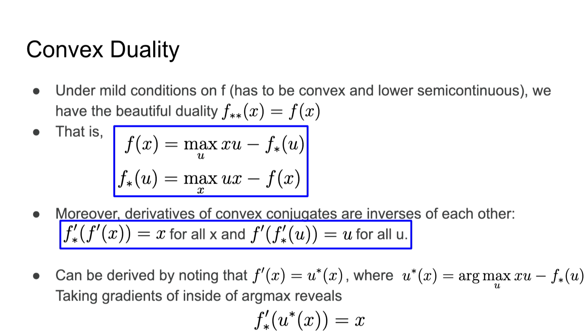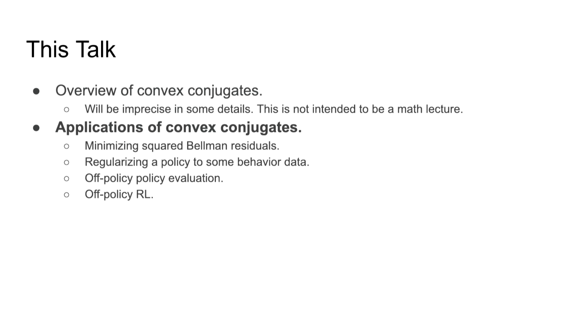But anyways, if you don't remember anything at all about convex conjugates, this is all you need to know. One, that the conjugate can be expressed as an optimization over its function, and conversely, a function can be expressed as an optimization over its conjugate. And two, that the derivatives of a function and its conjugate are inverses of each other. So at least remember that, if not for the rest of your life, for the rest of this lecture. OK, so that's all you need to know. And now we can get into actually applying these ideas.